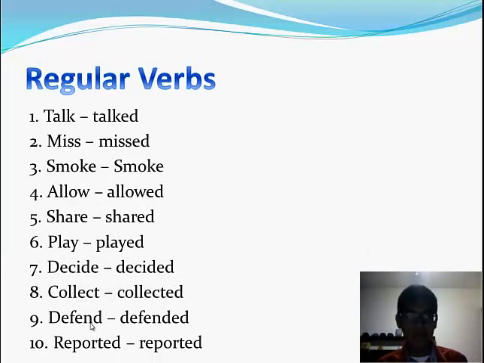Now for regular verbs, like for the last rule we have talk, talked, miss, missed, smoke, smoked, allow, allowed, share, shared, play, played, decide, decided, collect, collected, defend, defended, and report, reported.